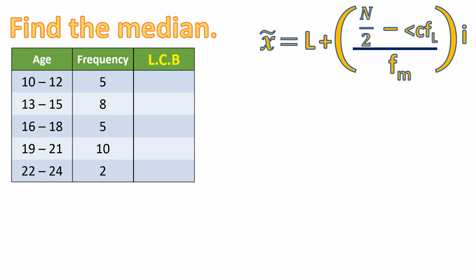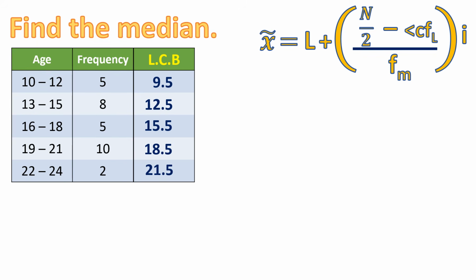So for example, we have 10 minus 0.5 is 9.5. 13 minus 0.5 is 12.5. 16 minus 0.5 is 15.5. 19 minus 0.5 is 18.5. And 22 minus 0.5 is 21.5. So that's the lower class boundary, and that's how easy it is.